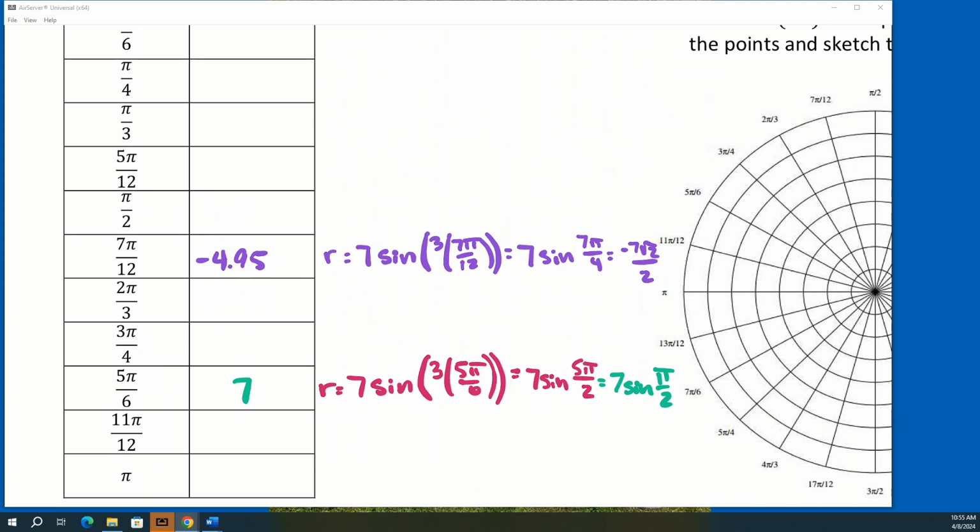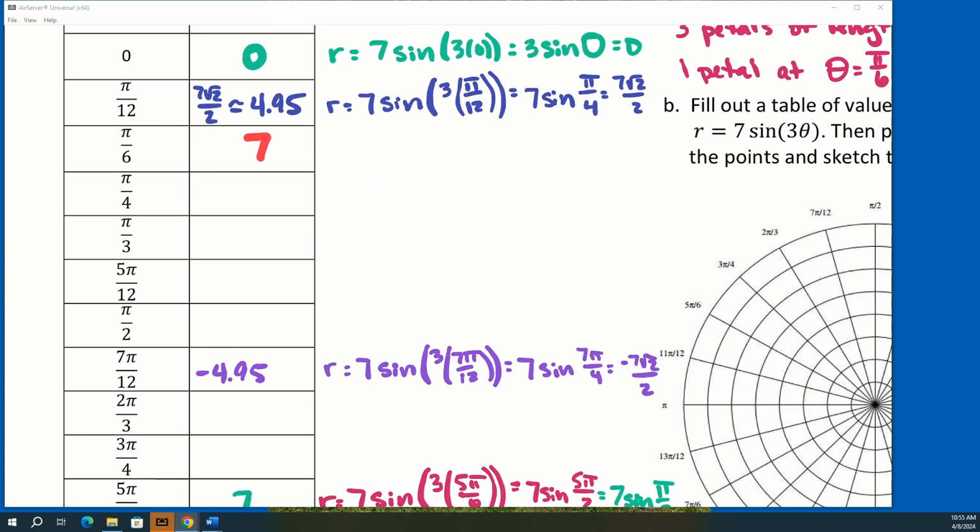All right, y'all ready? Who had pi over 6? What'd you get? 7. That's right. Pi over 4? Negative 4.95? Did you get negative? I think it's positive. Yeah, it's positive. It's okay. Pi over 3? 0. Yes. 5 pi over 12? Yes. Yeah, some people had more than one person with the angle. It's okay. Pi over 2?